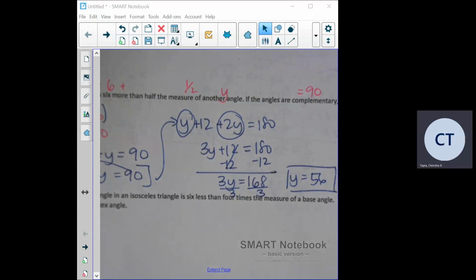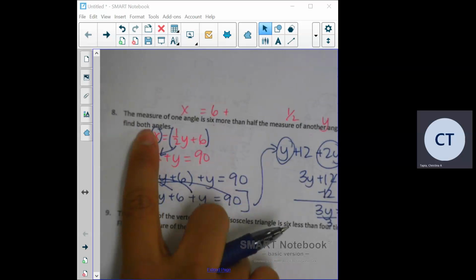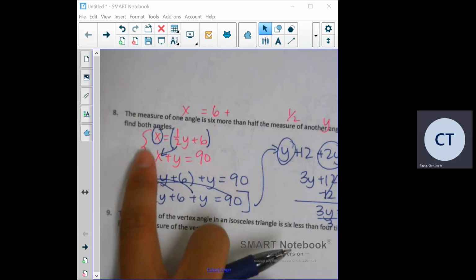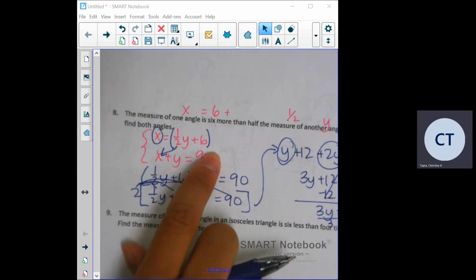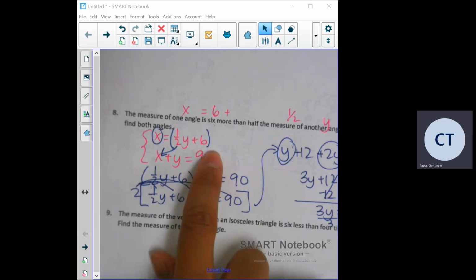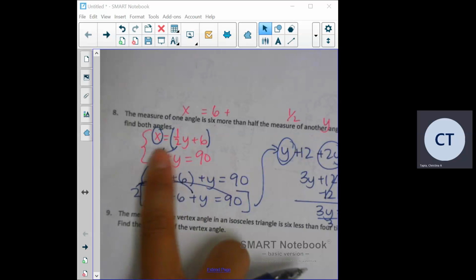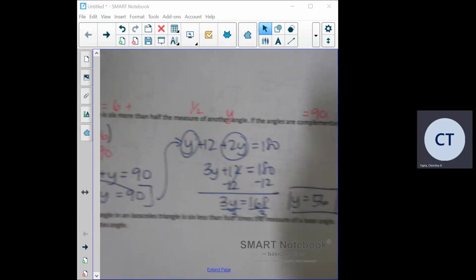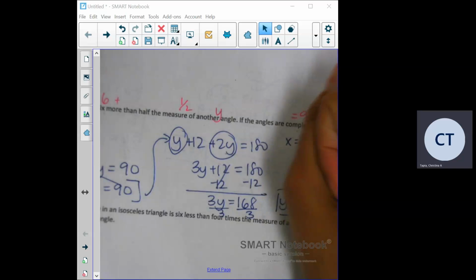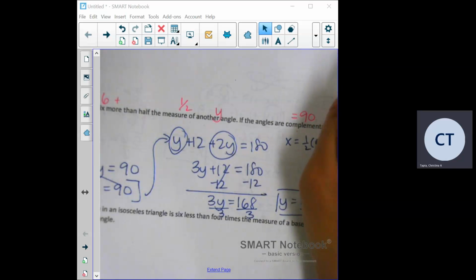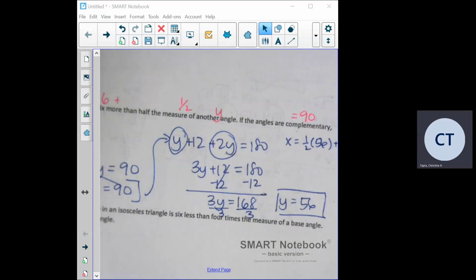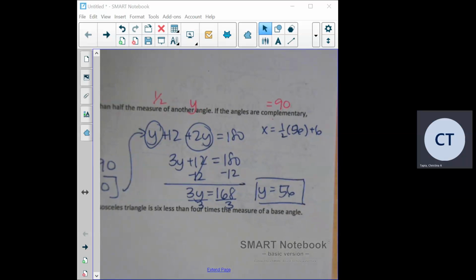Am I done? But I found Y. You have to find X. You have to find both angles. It said it at the top, find both angles. So since X is equal to 1/2 Y plus 6, I can plug it in here. Could I also plug it in here and subtract it from 90 instead? Yeah, this will probably be easier for some people. It doesn't matter which one of these you do. I'm going to use the first one, X equals 1/2 of 56 plus 6, to figure out what that second variable is.